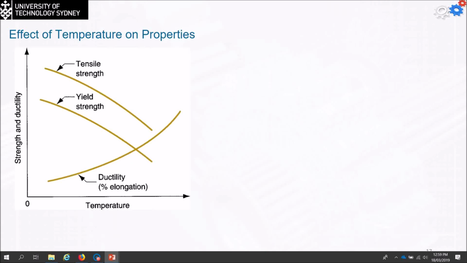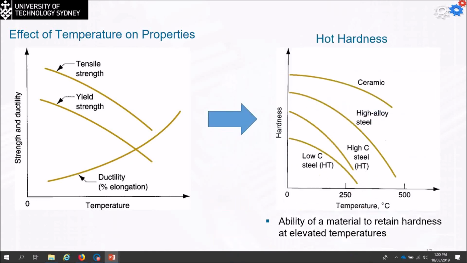Now, what will that give you? If we have a lower yield strength at higher temperature, what will that help us to do? Yeah, bending the material. Now, you heated it, so you are going to use less force to make the permanent bending occur. That's what we call hot hardness, the ability of the material to retain hardness at elevated temperature. Even the ceramic, as you can see here, has a lower hardness at higher temperature.